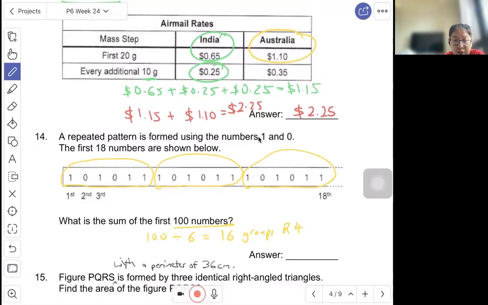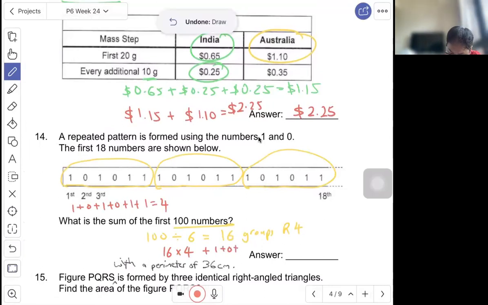So one group itself is 1 plus 0 plus 1 plus 0 plus 1 plus 1. That gives you 4. So 16 groups will be 16 times 4, plus the remainder 1 plus 0 plus 1 plus 0. So equal to 66. Answer is 66.